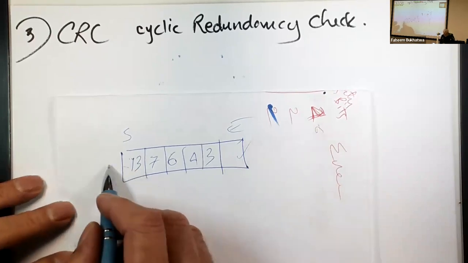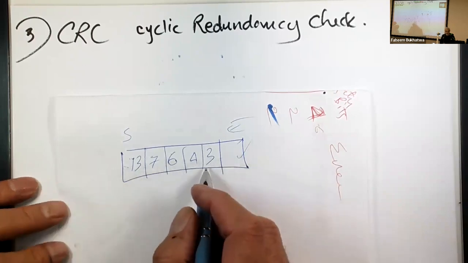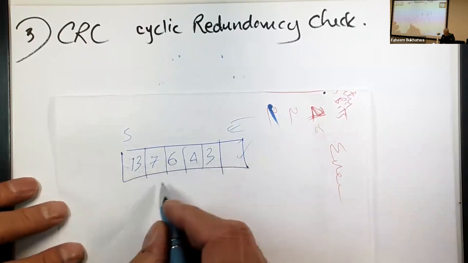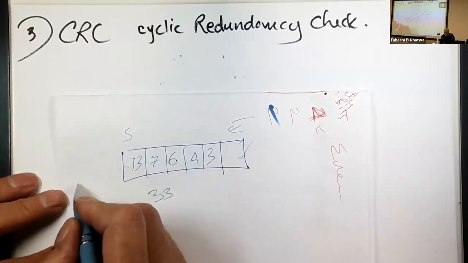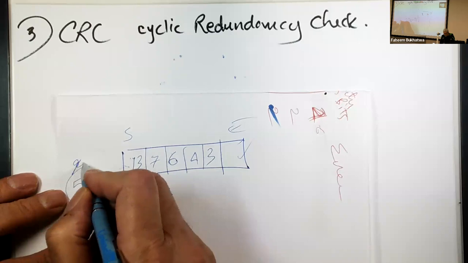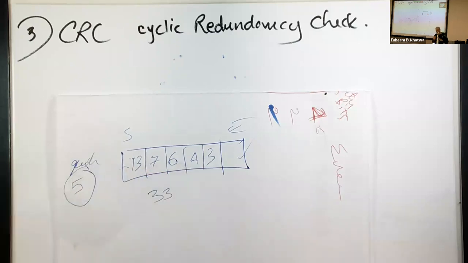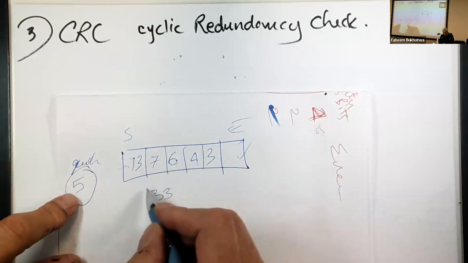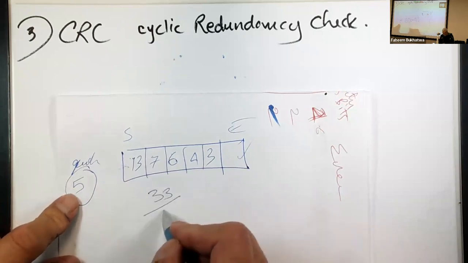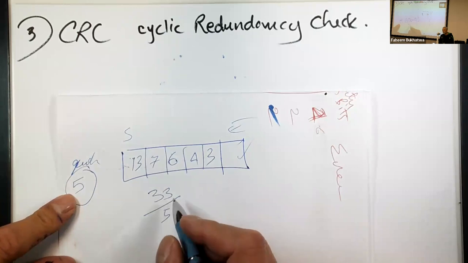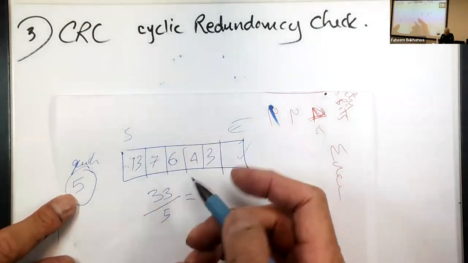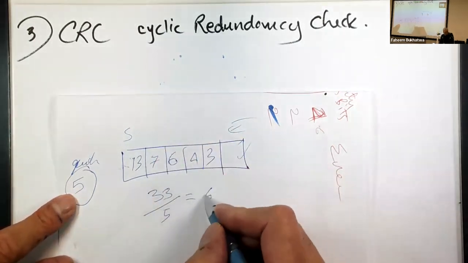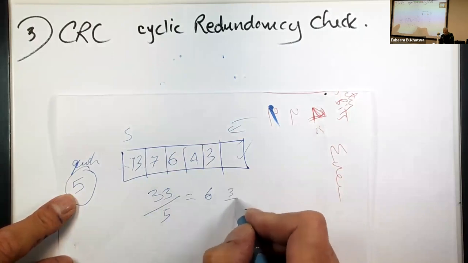So what's adding these numbers? Well, anybody has added them up? 33? I'll take your word for it. And let's say the agreed number is 5. This is the generator. Or 6, or any other number, but let's take 5. So it divides 33 by 5. 33 divided by 5 is 6, and 3 is the remainder. The remainder is 3.